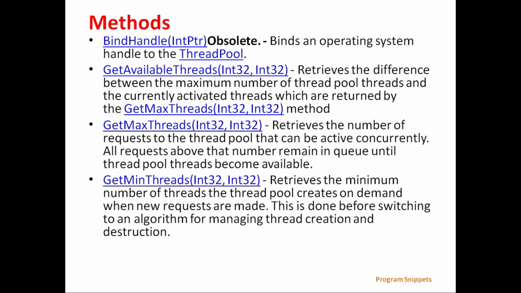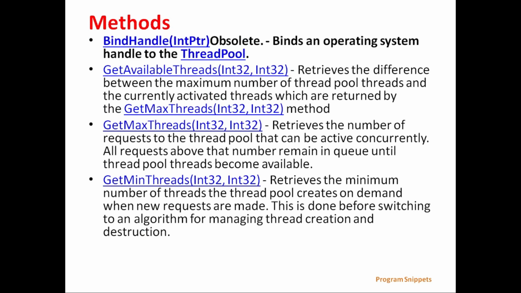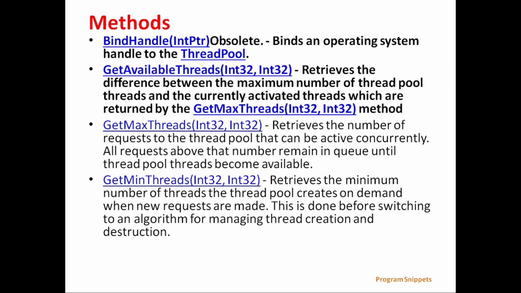Different methods for thread pool class are BindHandle, which binds an operating system handle to the thread pool. GetAvailableThreads. This method retrieves the difference between maximum number of thread pool threads and the currently active threads, which are returned by the GetMaxThreads method.